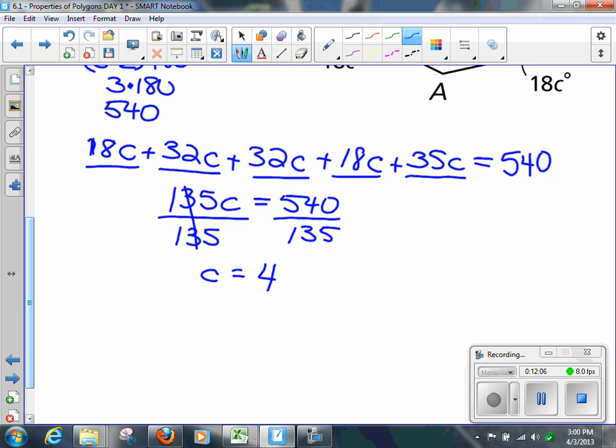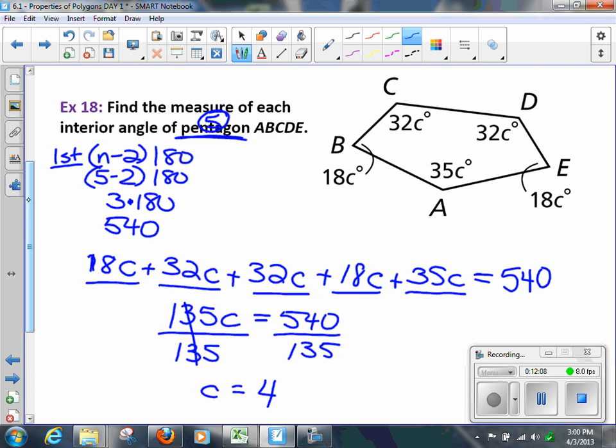Is that what I was having to do? Go back and read. Because on a multiple choice test, 4 is going to be your first answer. It's going to be A. But look what it said. Find the measure of each interior angle. So what do I have to do? I had to plug it back in.